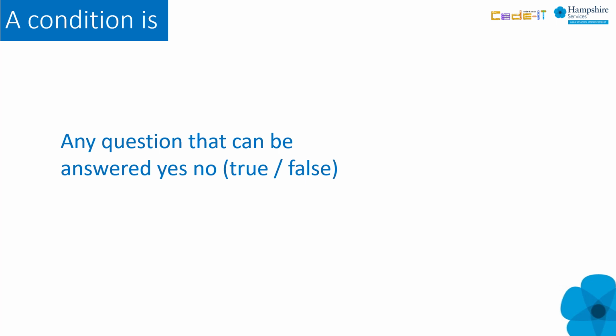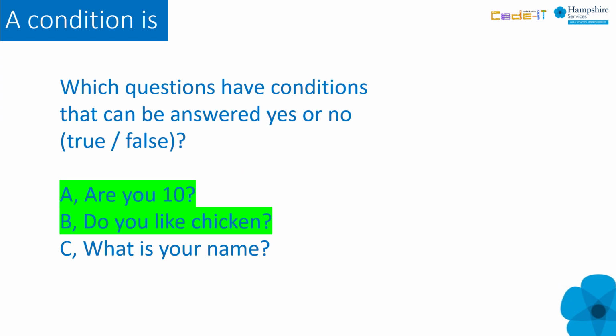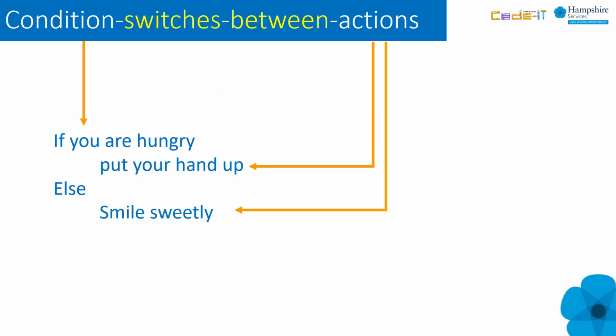Before we can use a condition, we need to describe what a simple algorithmic condition is. Basically, it's any question that can be answered with either yes or no, true or false. It can help to check pupils' understanding of a simple condition with a simple question like this. We can then identify that C is not a good condition because we can't get a yes or no, true or false answer from it. It helps to identify the condition and the actions in the algorithm.